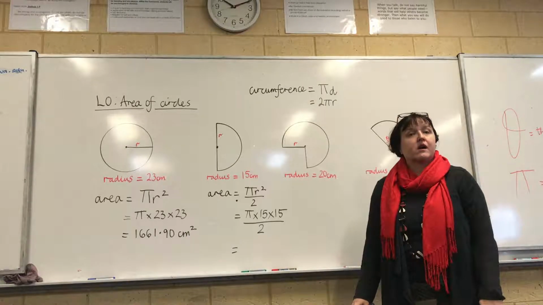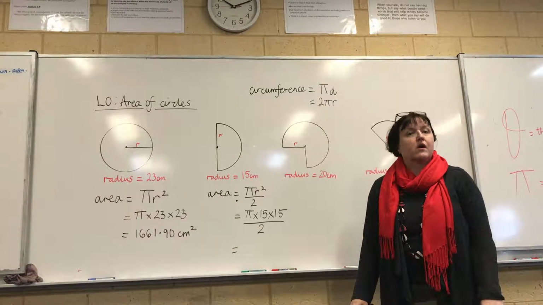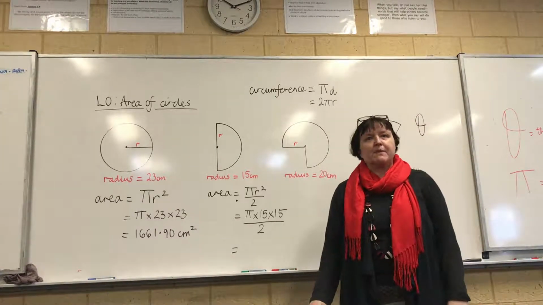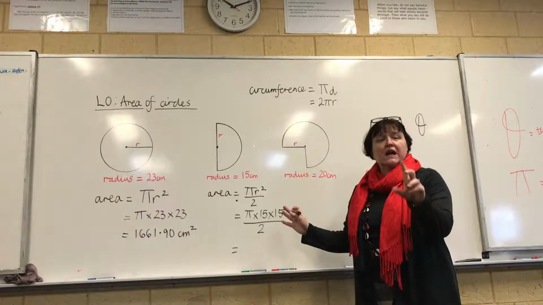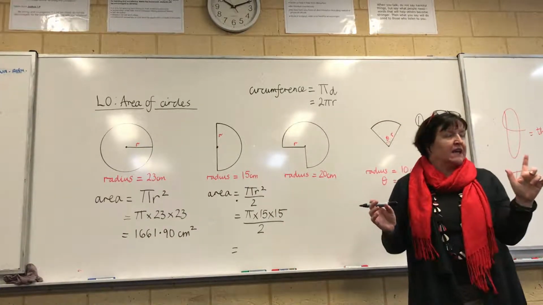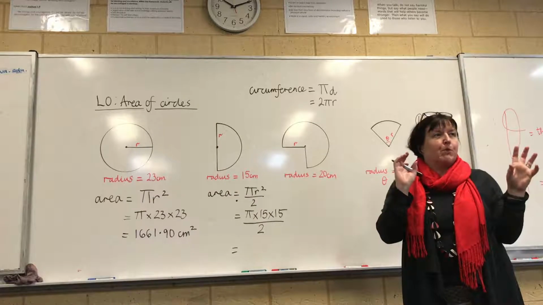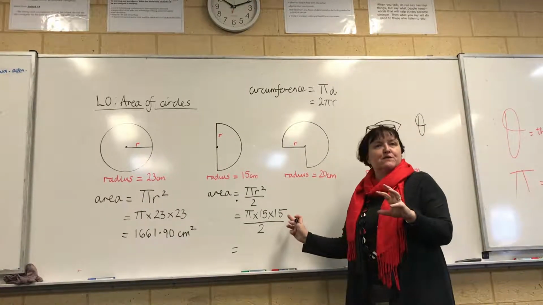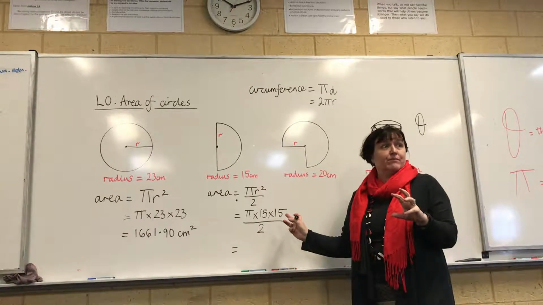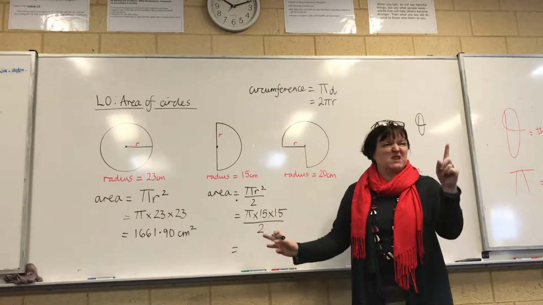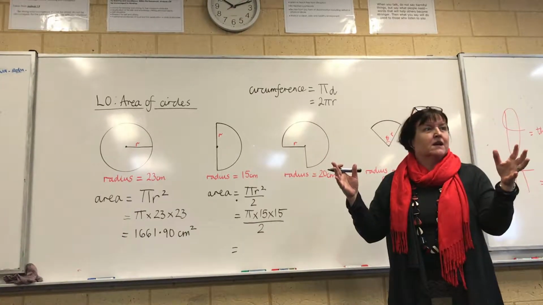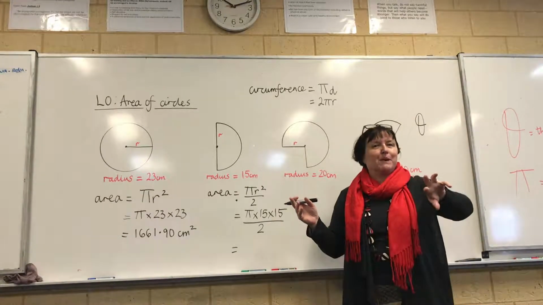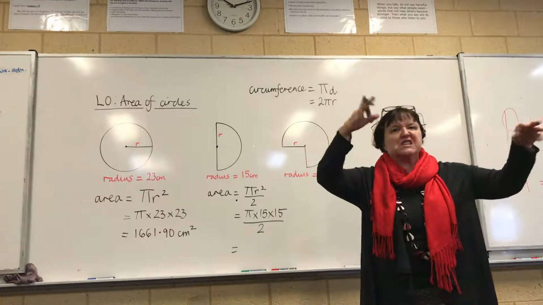Yes? I think it's 5,301.437, but that's not round. No, that's not right. Think about this. You can actually give yourself what I call a ballpark figure. You can sort of work out what it might be. 15 times 15 is 225, isn't it? Times pi, which is approximately 3, is going to be approximately 675. And then if we divide by 2, it's going to be approximately 330 something.